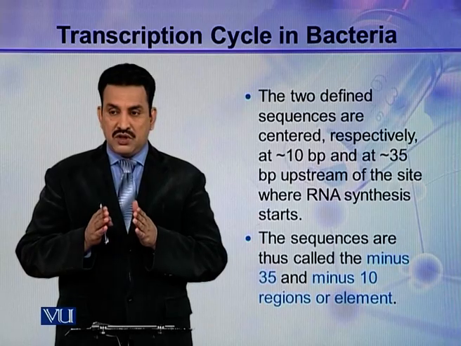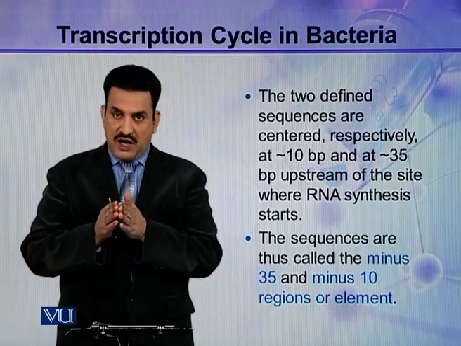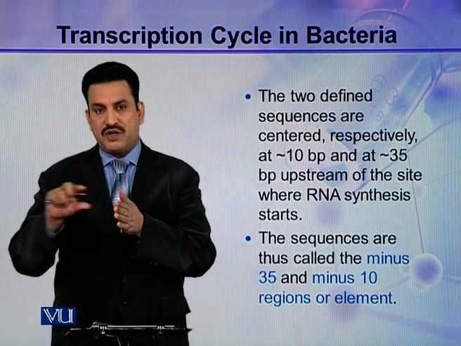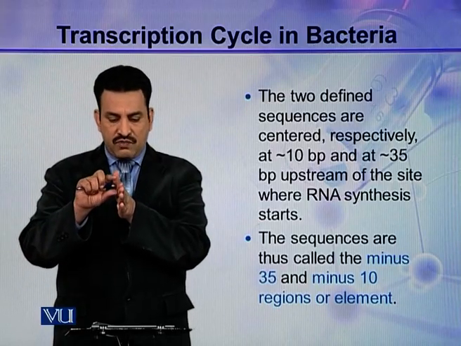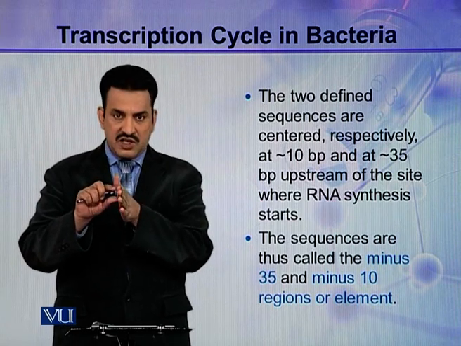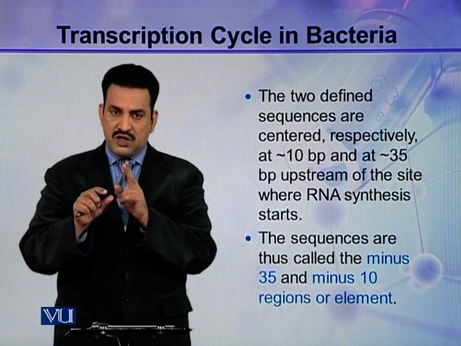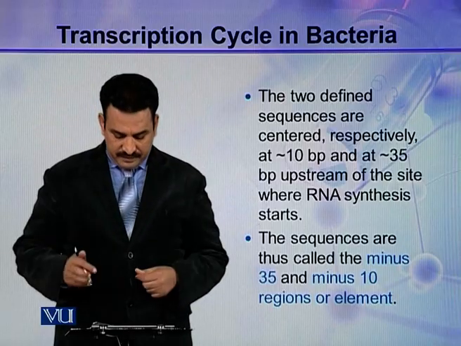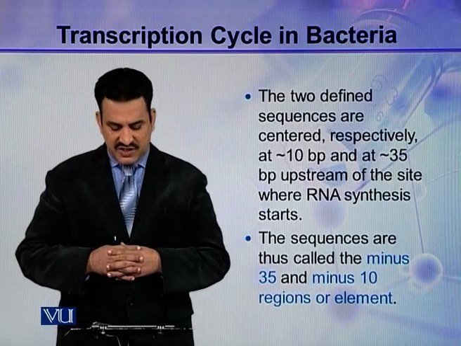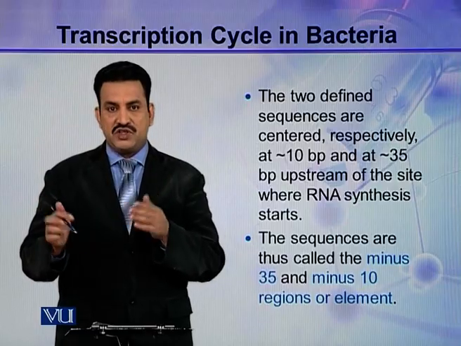So these 2 are located upstream, that is the DNA before the start of transcription. If this is the site from where transcription will start, the DNA behind this site is called upstream DNA. So these 2 are present before this starting point. The sequences are thus called minus 35 and minus 10 regions or elements because they are minus with respect to the transcription region.